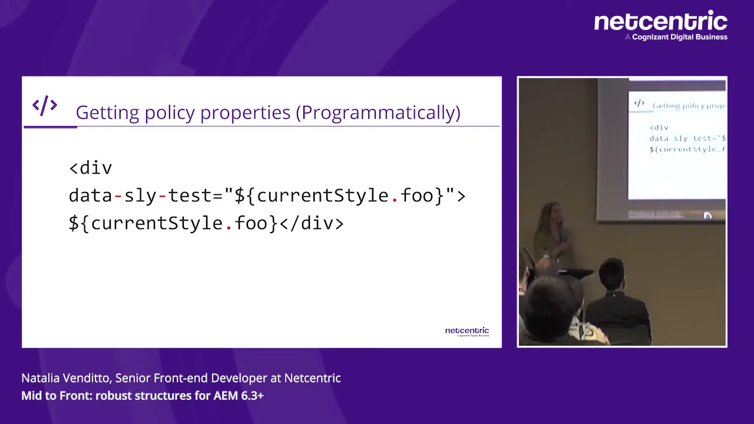So when you have properties defined for your component, you can also retrieve them programmatically, for example, with current style that foo, the name of your property, and use them in your implementations very easily. And this in the front end is very important because even when we are working on frameworks inside of AEM, we need the AEM properties. This is one of the pain points, to retrieve properties and data from AEM. So we can do it in this way.